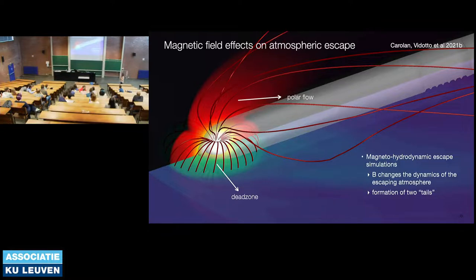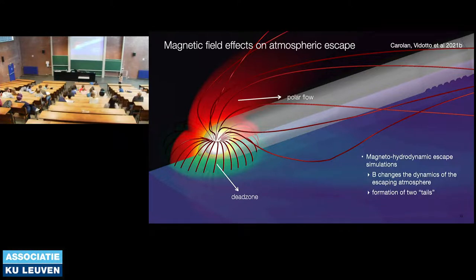So this is again your planet, but now the lines here indicate the magnetic field of the planet. And there are some key differences between escape without a magnetic field and atmospheric escape with magnetic fields. Two features you see here: the planet creates a dead zone. Essentially there is an area around the planet where material is not escaping. So the atmospheric escape is weaker in the equatorial region because of the magnetic field lines there. And the other thing is that you end up creating a polar flow in the North Pole.